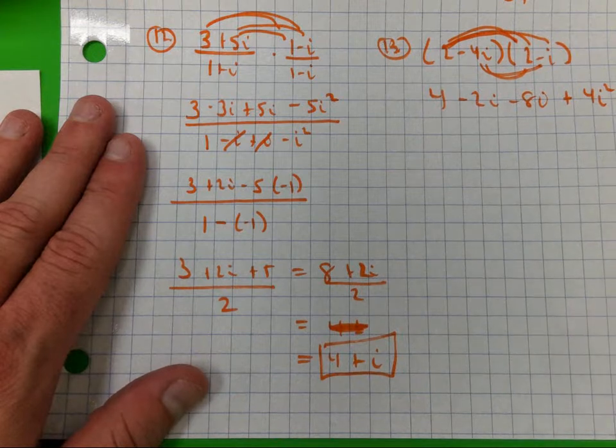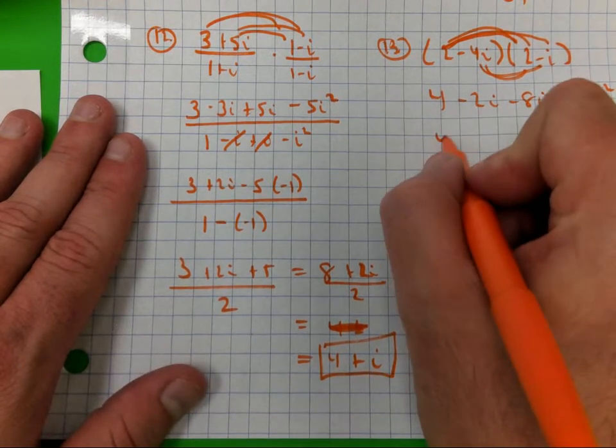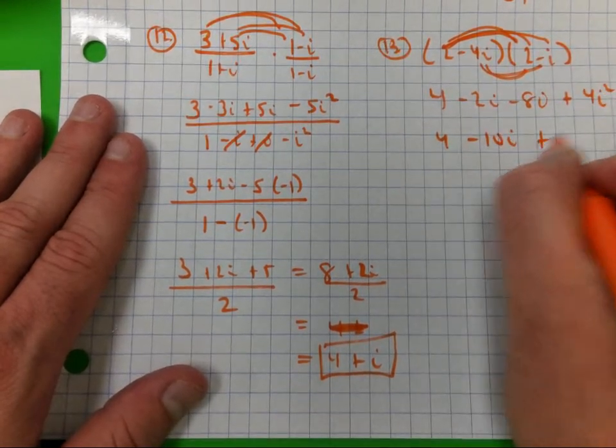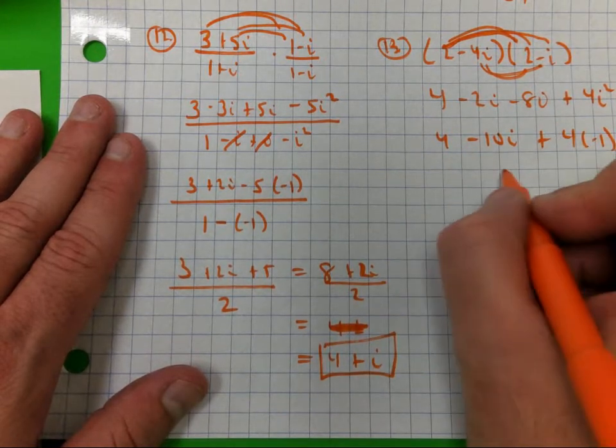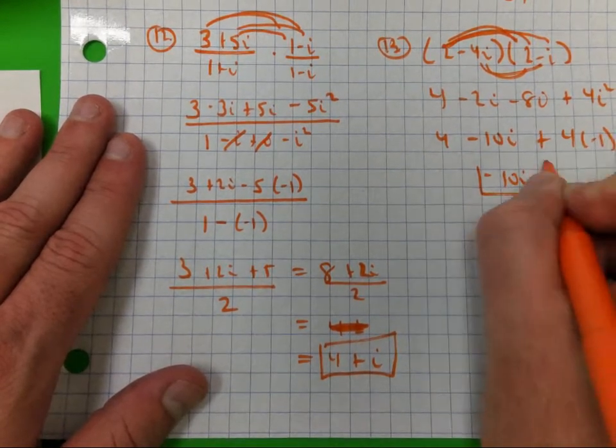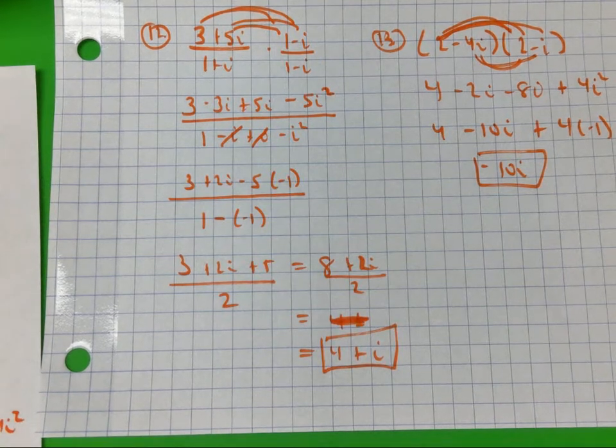Just making sure. Alright, now I combine. Substitute negative 1 in for that. 4 and negative 4 is going to give me 0, so I'm just left with negative 10i.